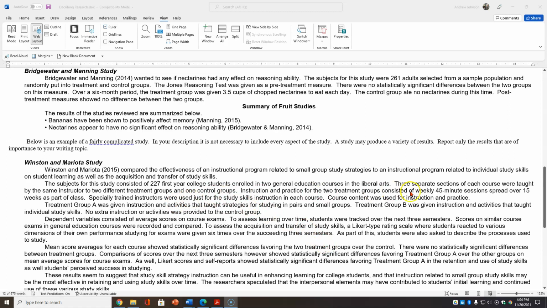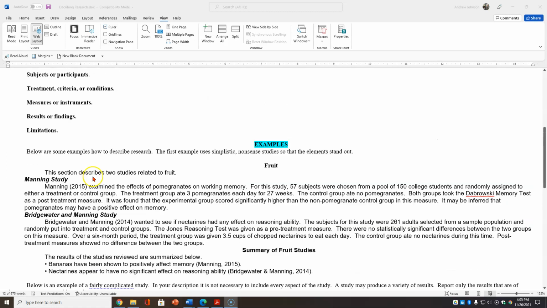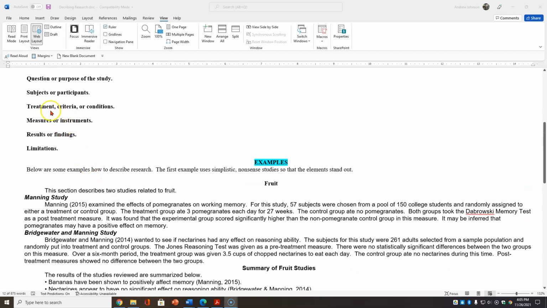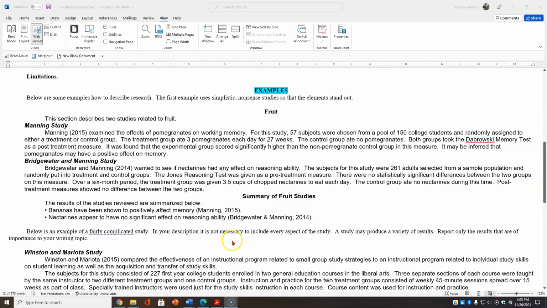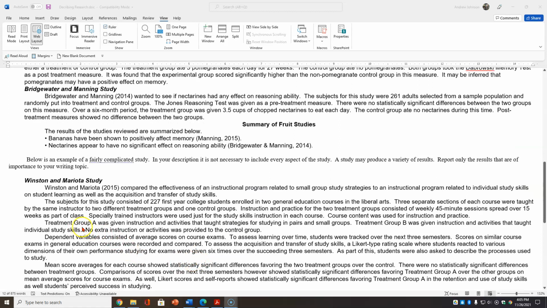Three separate sections of each course were taught by the same instructor to 2 different treatment groups and 1 control group, with instruction and practice for the treatment in 45-minute sessions spread over 50 weeks. Specially trained course content was used for instruction. Okay, so now we're getting into the treatment criteria or conditions. Treatment group A was given instruction and activities that taught strategies for studying.